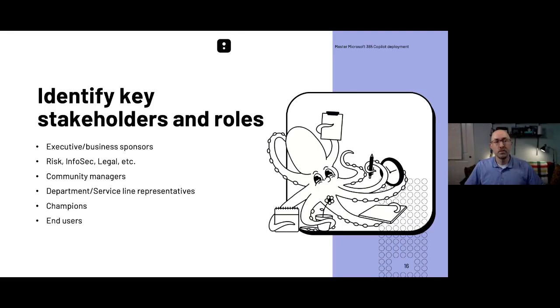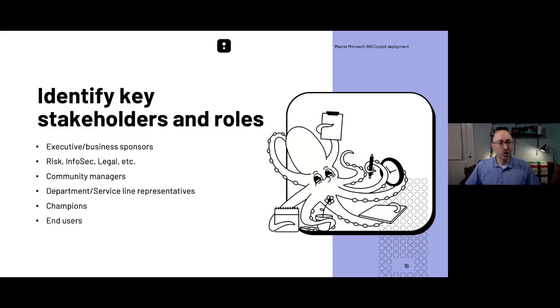But those departments and service line representatives understand their business. They understand their business processes. They understand how things come together, how people and processes and tools come together. And that's going to give us insight into where we can implement Copilot and get the most value. Also, as part of this program, champions are going to basically bring themselves to the forefront. Champions are going to be the enthusiasts. They're going to be the ones that ask the tough questions. They're going to be the ones that share success cases.